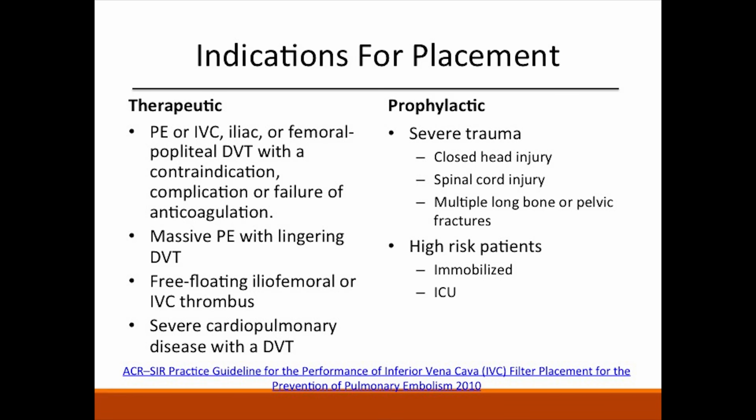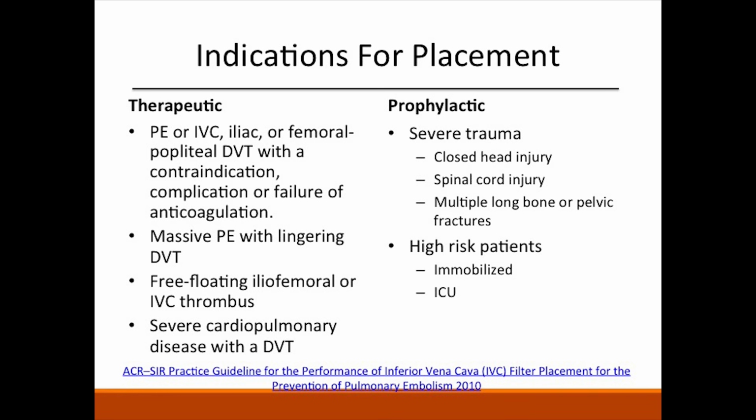Per the practice guidelines established by the ACR/SIR in 2010, there are two groups of indications: the therapeutic indications, patients with documented thromboembolic disease, and prophylactic indications, patients without current thromboembolic disease. The therapeutic indications include patients with evidence of a PE or IVC, iliac or femoral popliteal DVT with a contraindication, complication, or failure of anticoagulation.